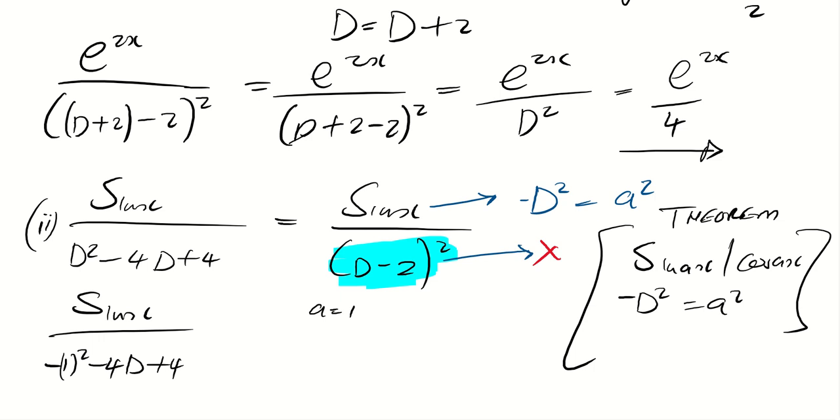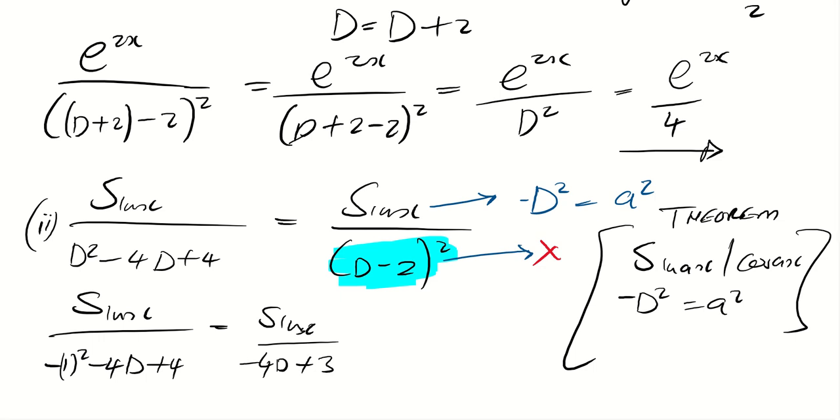plus 4. So this will be equal to sine x divided by, so you'll have minus 1, okay, you'll have minus 4D, minus, okay, so you'll have 4 minus 1, which is plus 3.